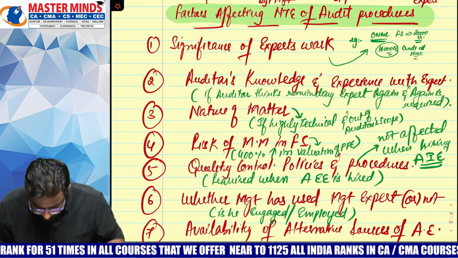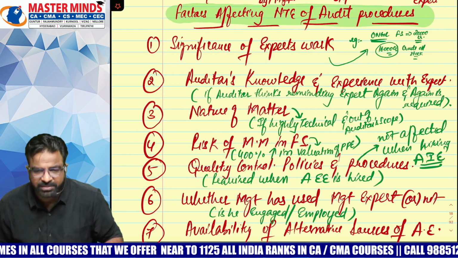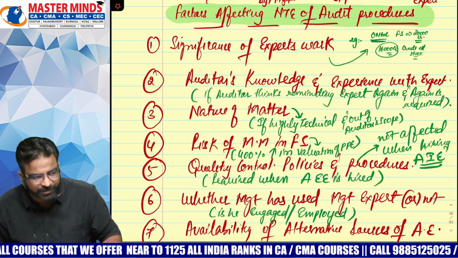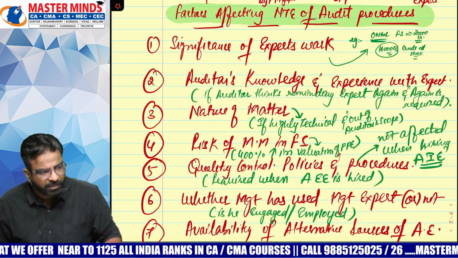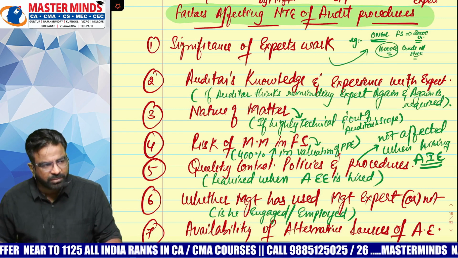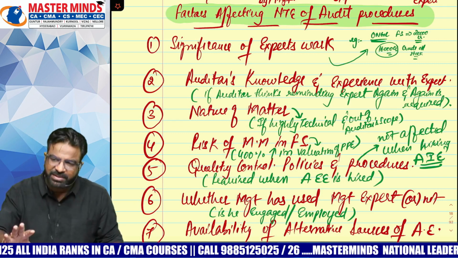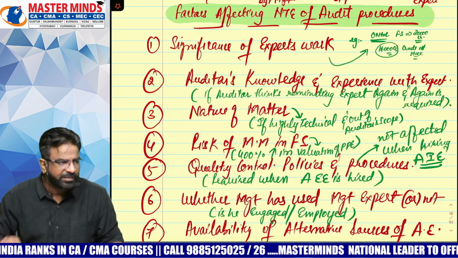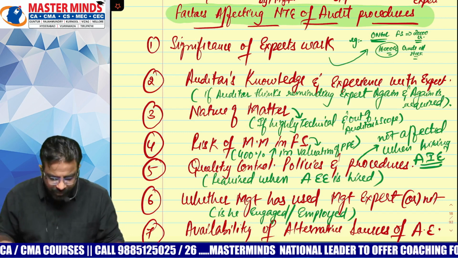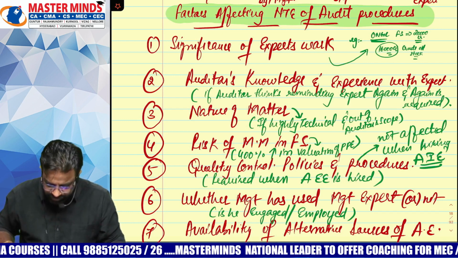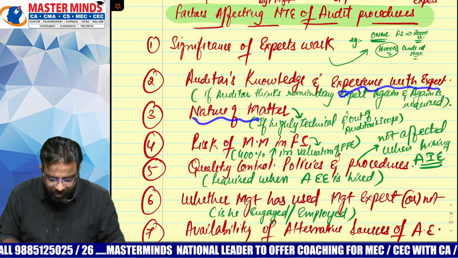Second thing, auditor's knowledge and experience with the expert. If the auditor thinks reminding the expert again and again is required, what do you mean by that? When you hire an expert, you expect that the expert knows his work very well. But if you have to repeat the things to him again and again, and he's not able to understand, it's better to change that expert. It means that expert is not good enough for you. Reminding him again and again is a negative impression. What is the second point, everyone? Auditor's knowledge and experience with the expert. What is the third thing you have to keep in mind?